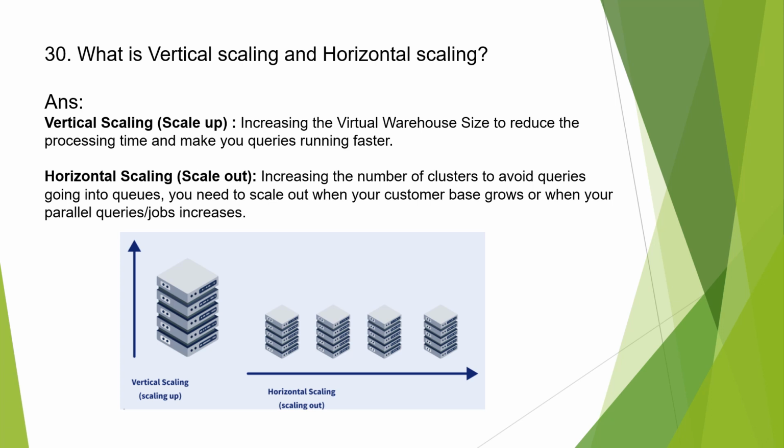So vertical scaling we can call scale up also. That means increasing your virtual warehouse size. But here it is increasing the number of clusters. We call this horizontal scaling or scale out. So whenever your number of concurrent jobs or parallel jobs are increasing, you can easily switch to multiple clusters. You can increase from 2 to 3 or 4 or up to 10 we can increase. The maximum Snowflake is offering is 10 clusters. This process we call scale out or horizontal scaling.